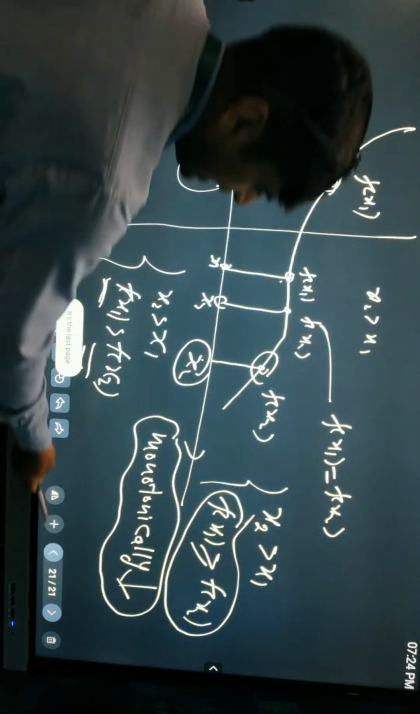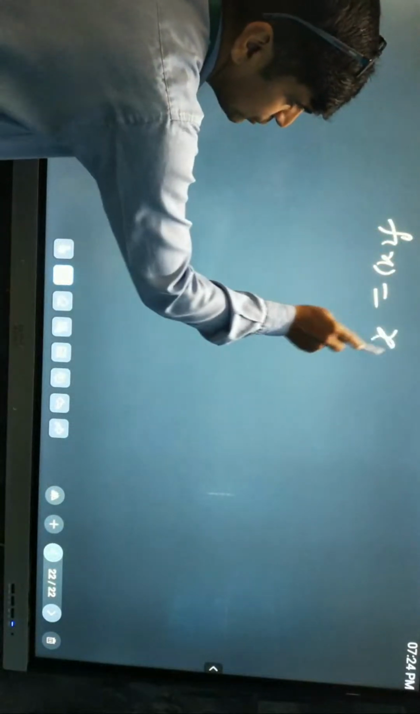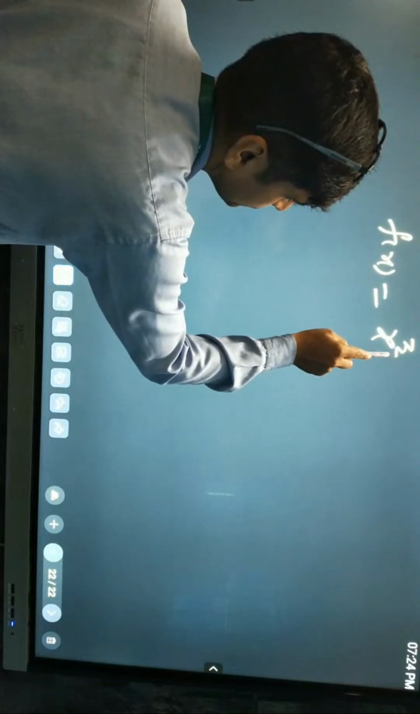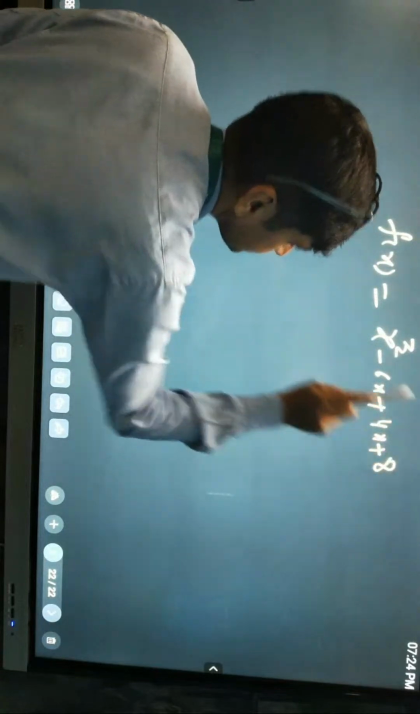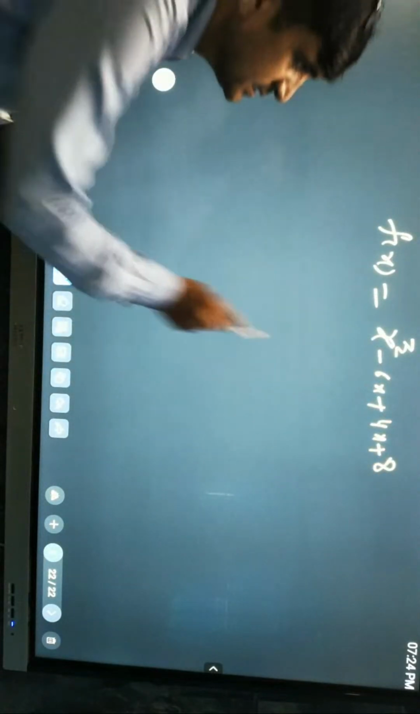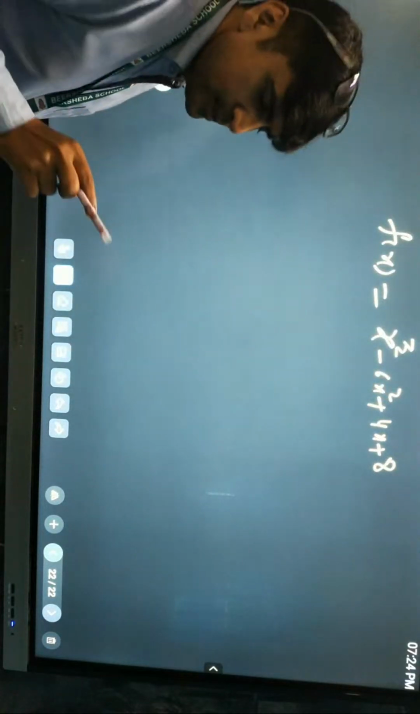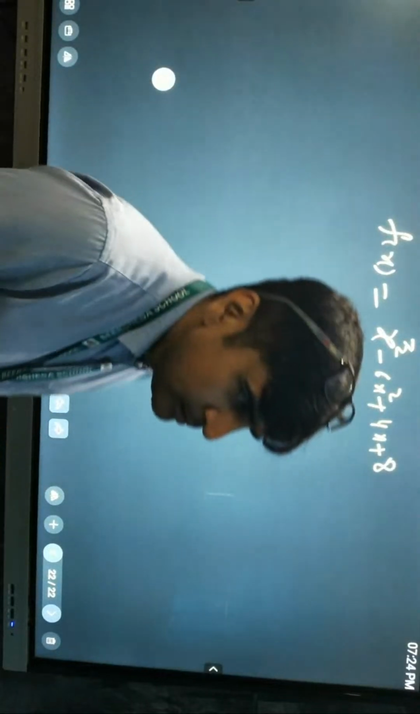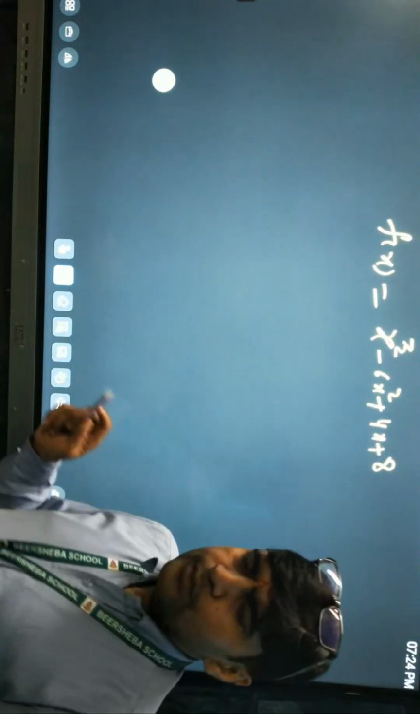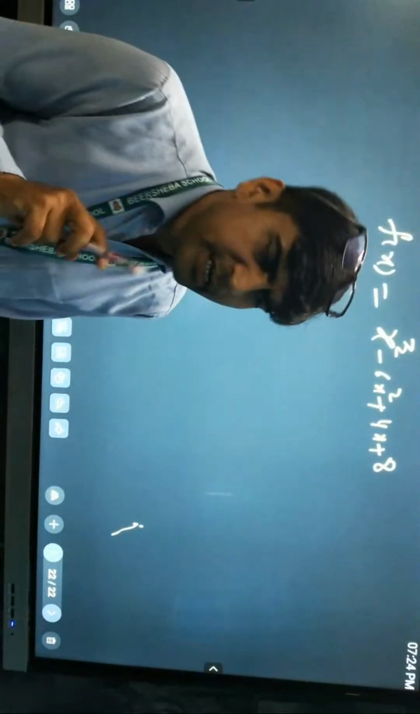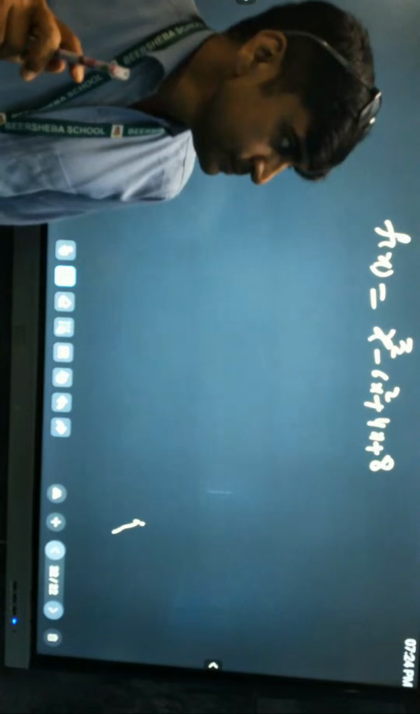Suppose we are given that f(x) is any function like this, x cube minus 6x square plus 4x plus 8. We have to calculate the interval where the function is strictly increasing and the interval where the function is strictly decreasing.